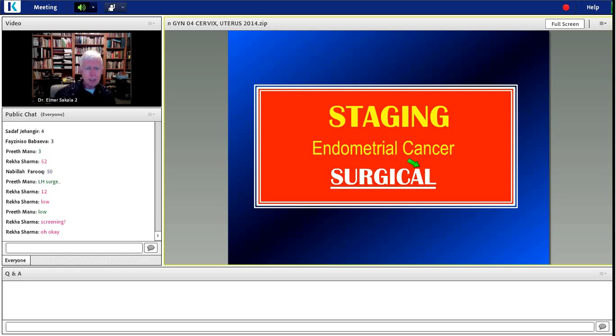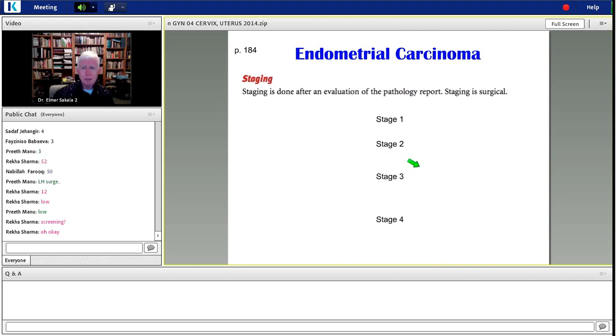All right, staging. Cervical cancer is staged clinically. Vulvar cancer is staged surgically. Endometrial cancer is staged surgically. So we're going to have to do a hysterectomy and salpingo-oophorectomy.